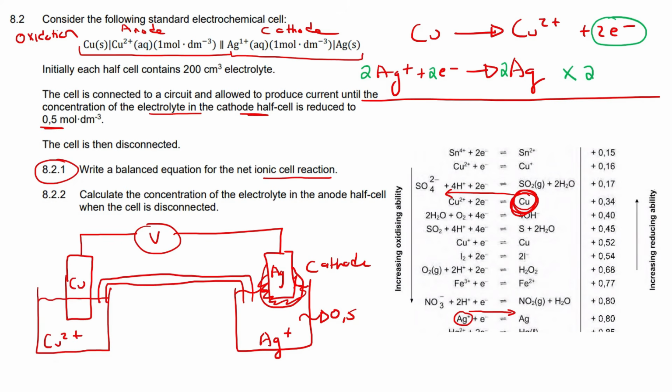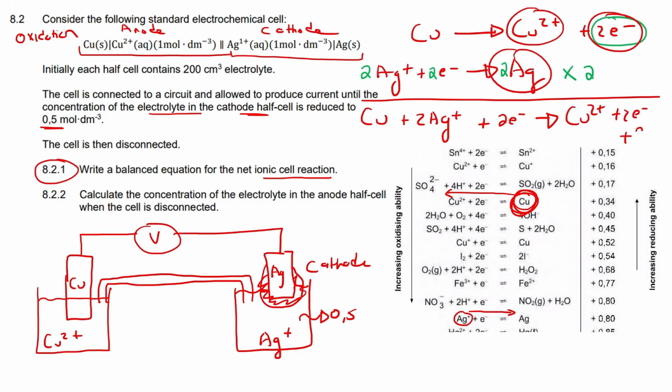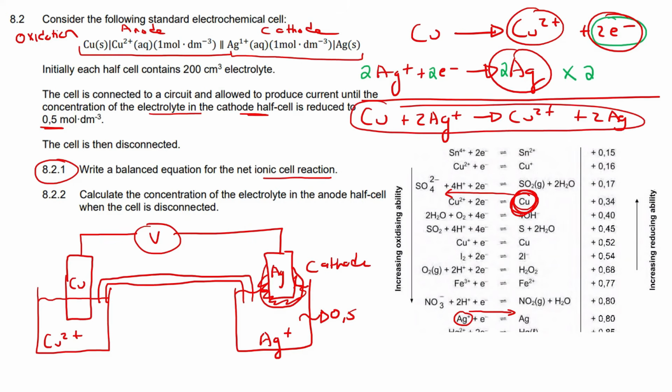Now what we're going to do is we're simply going to add the 2 reactions together. So on the left, we're going to have Cu plus 2Ag+ plus the 2 electrons. And then on the right hand side of the arrow, we're going to have Cu2+ plus 2 electrons plus 2Ag. What you'll notice is that the electrons are going to cancel because they're the same on both sides, but that's what we wanted. So we can just get rid of them. And then let me just neaten everything up. And so that would be the answer for 8.2.1, this part of here. That is the balanced overall reaction.